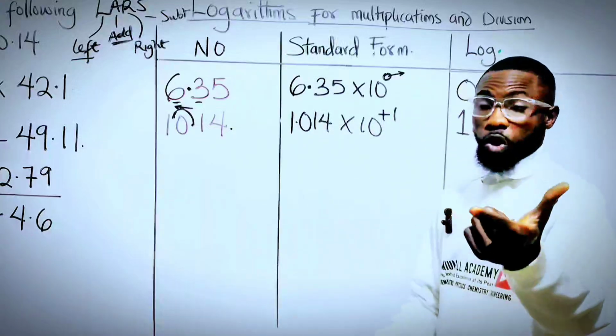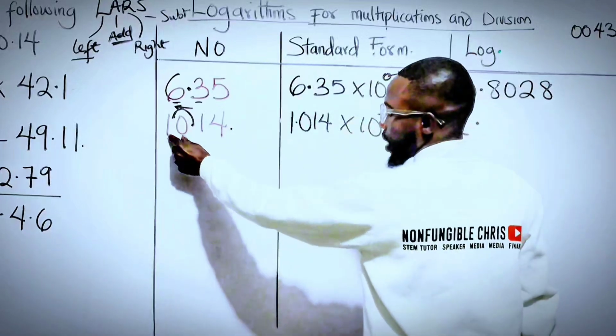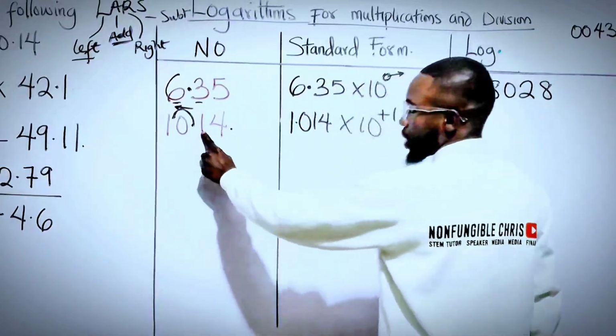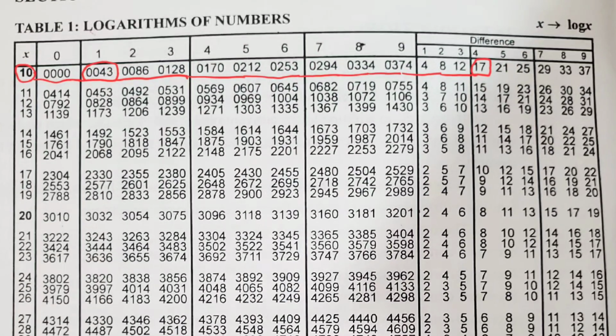So on your standard table on the screen, we're looking at log 10 under 1. What did we get for log 10 under 1? We got 0043. Then we go to the difference of 4. So check your screen, you see the difference of 4 there.